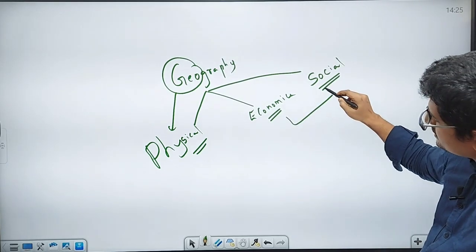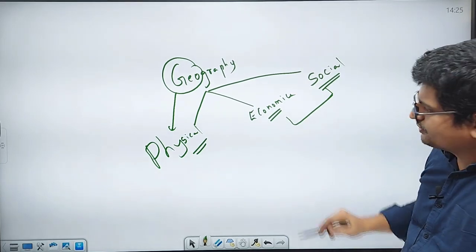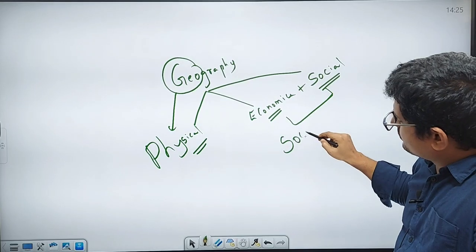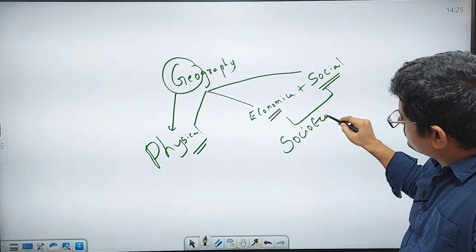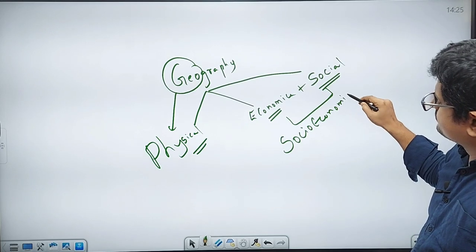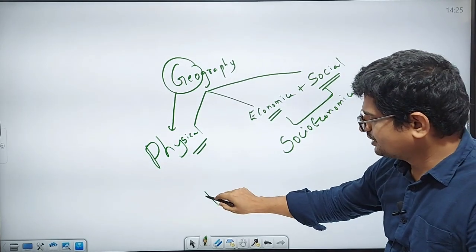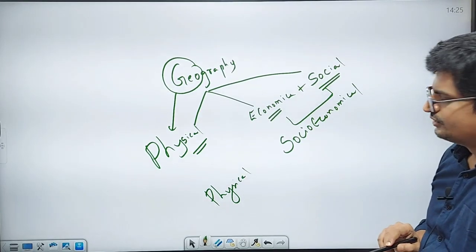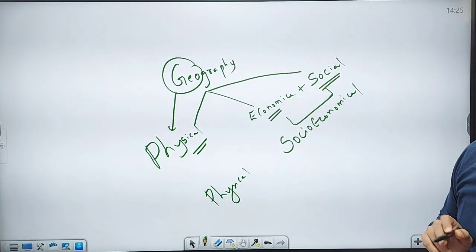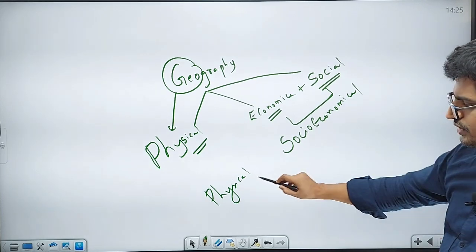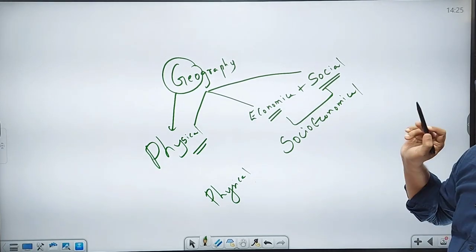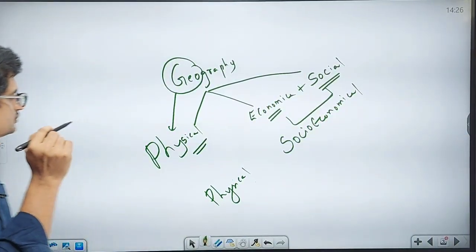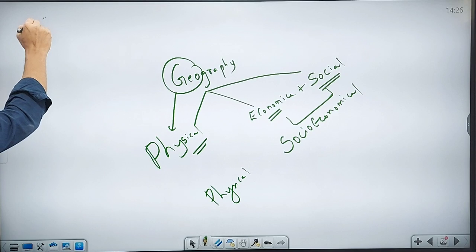Coming to the Telangana State Public Service Commission main syllabus, these two are once again merged and called socio-economical geography, and it is continued as physical geography. So in geography, our main syllabus has only two parts: physical and socio-economical.